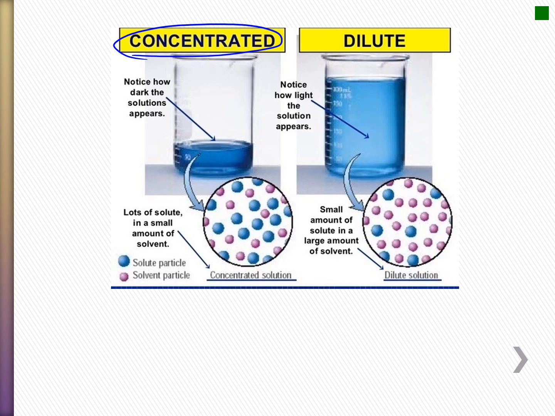So we have a concentrated solution on the left and a dilute solution on the right, okay? If we look at the concentrated solution on the left, if you look at the solute particles, which are the blue particles, there's a bigger ratio of the blue particles to purple particles on the left. That means it is concentrated. So when we're talking about concentrated, we're talking about the ratio between solute and solvent particles.